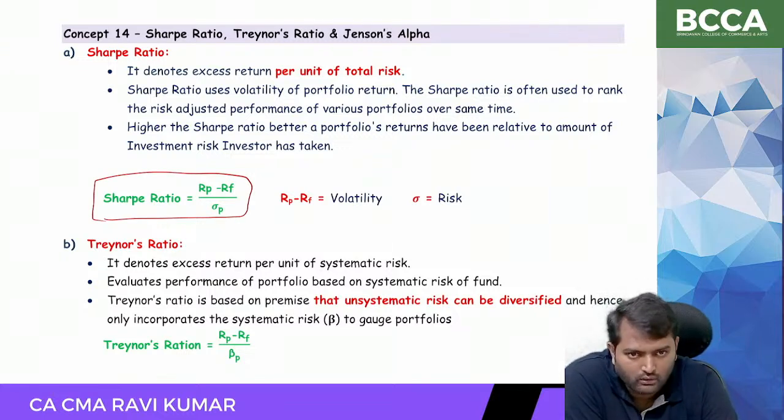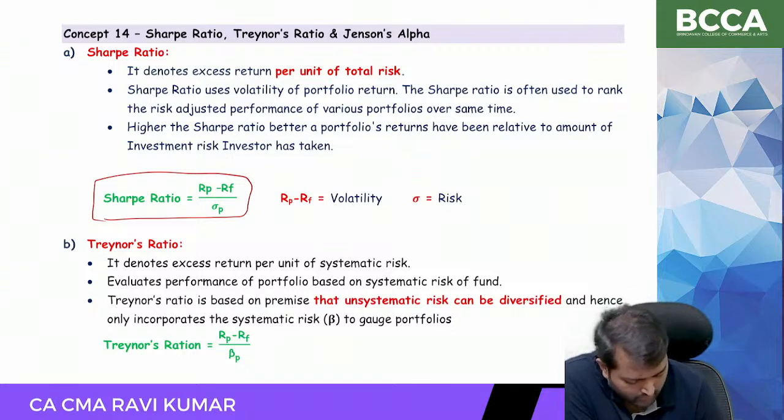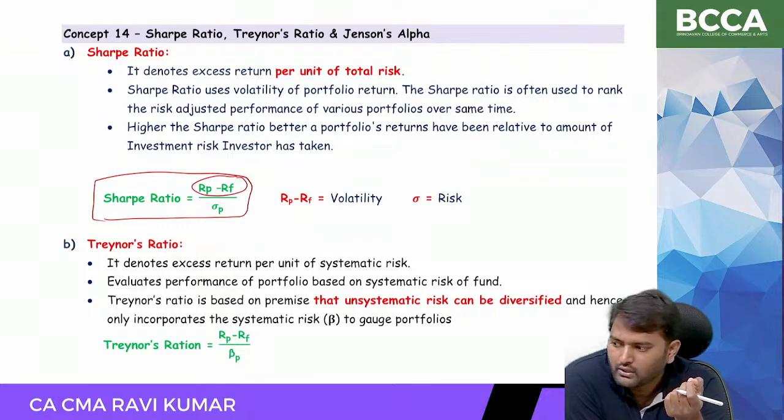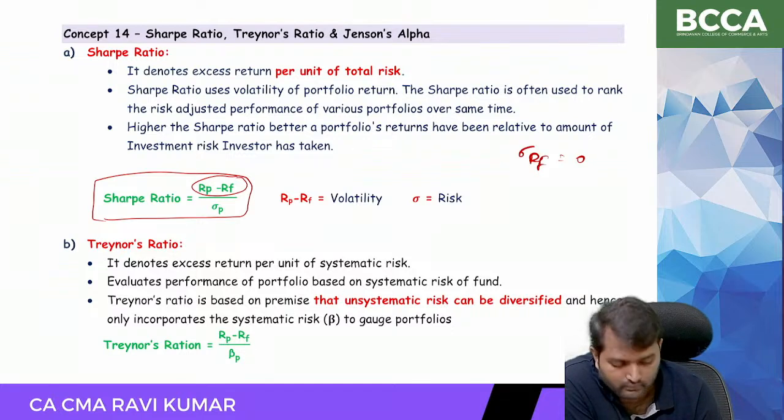Let us understand what it denotes. RP minus RF, what does it denote? It denotes excess return per 1% of risk. For example, sigma of RF is equal to 0. Yes or no? Standard deviation of a risk-free security is equal to 0. But the standard deviation of the portfolio might be 10%. That means we are taking risk. We are making a portfolio investment, which means we are taking risk. So sigma RF is equal to 0. What about sigma P? 10%.